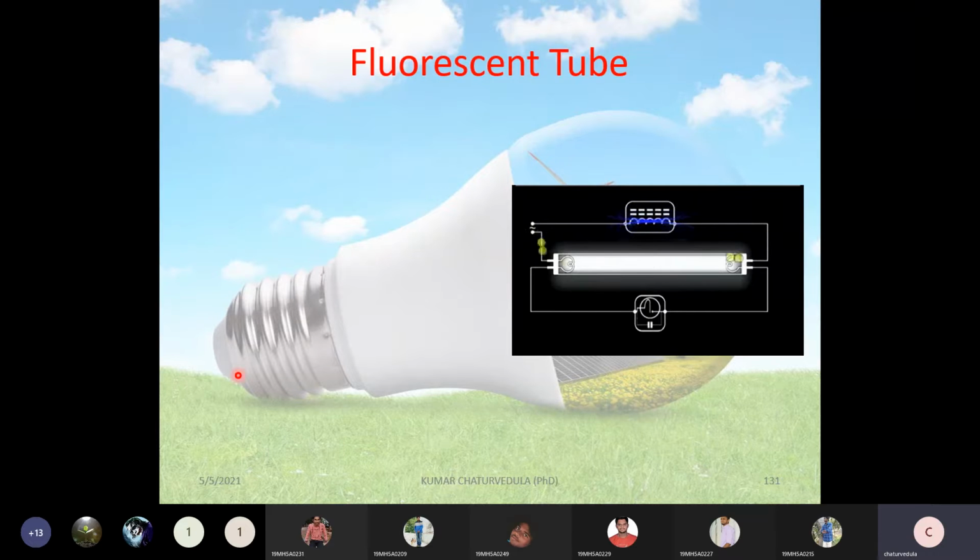This fluorescent tube consists of a glass tube with a 25 mm diameter, and its length will be in the range of 0.6 meter to 1.5 meter. The tube contains argon gas at low pressure. It has two ends with two electrodes coated with some electron emission material. You can see here the electrons coming inside and flowing around it.